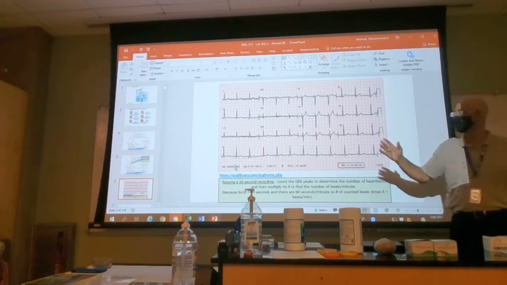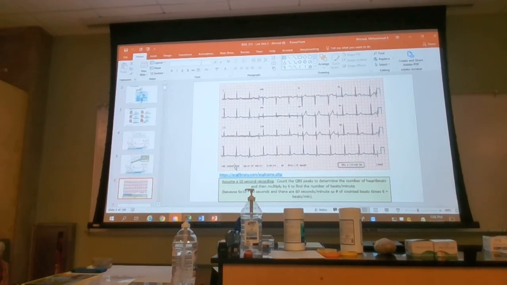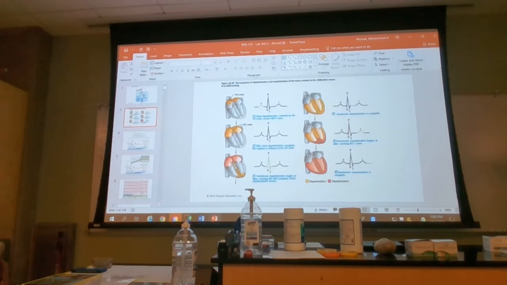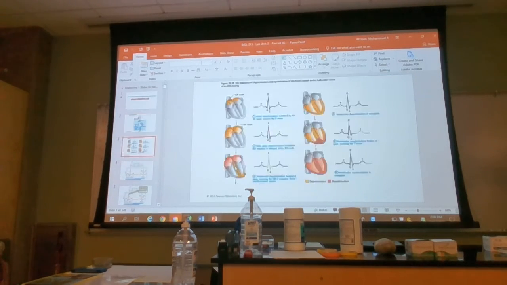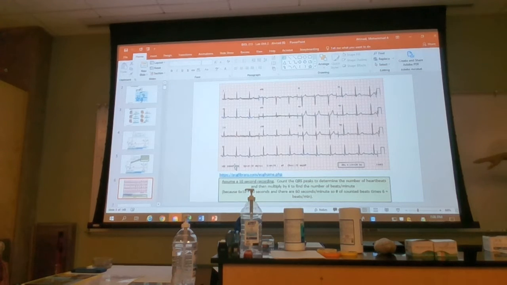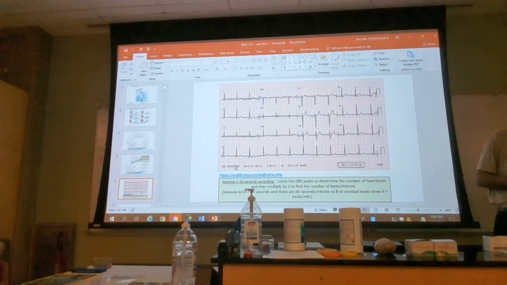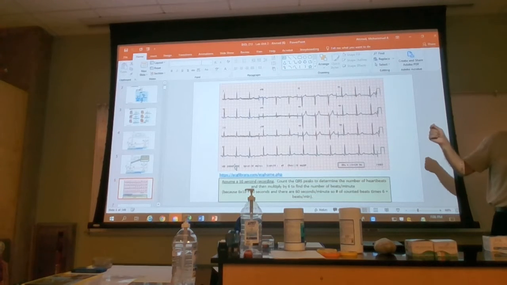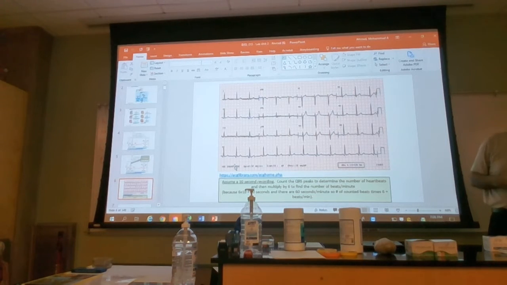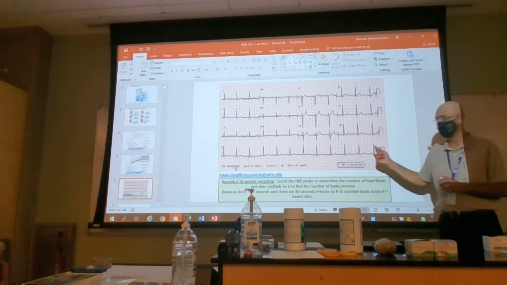So it won't be a clear picture from your book like this. I don't think you get a picture like this or like this. Most probably, 90% I'm sure you get a graph, and it will be pointing to one of the waves or one of the intervals or the segments. Okay, guys, you should be able to tell what those are.